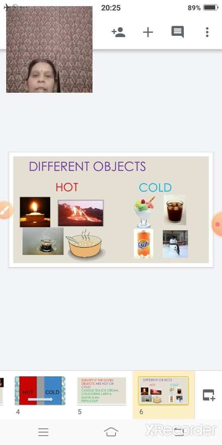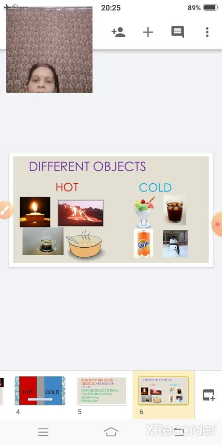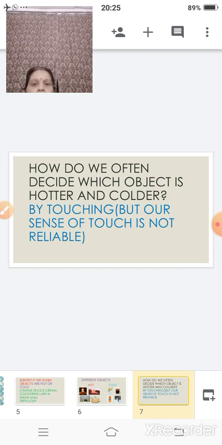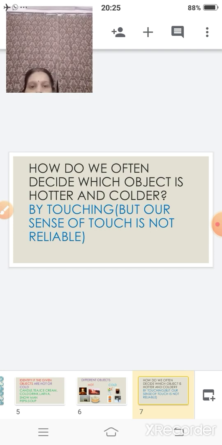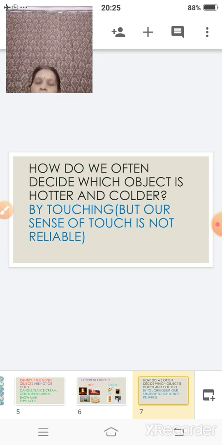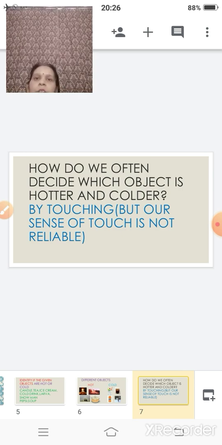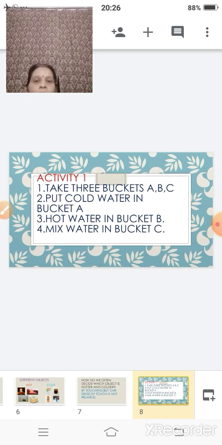So we just touch them with the help of our hand and feel whether they are hot or cold. But when we decide which object is hotter or colder by touching, we do it with our sense of touch, and that sense of touch is not that reliable because the result it gives us is sometimes not according to our need. It is not according to whatever we want. So for that we will go for one of the activities.